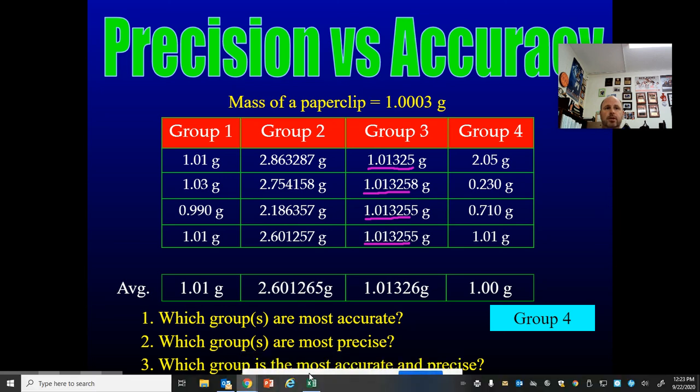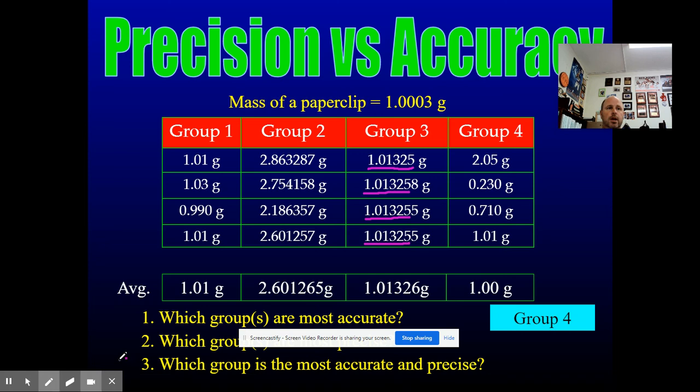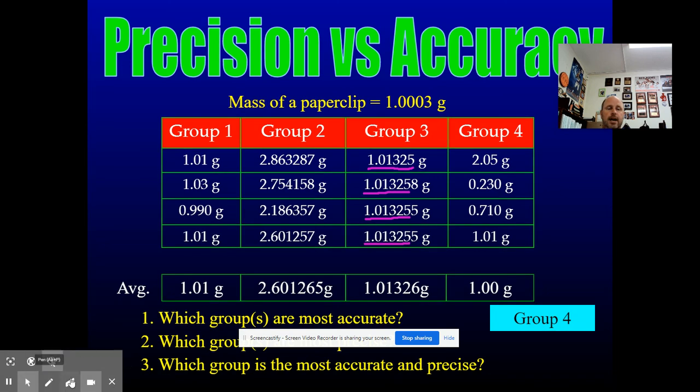So which group is most accurate and precise? So which was the best grouping of things? I would say group 3 would have the best data. All right, because they were very, very repeatable, and they were really actually pretty close to what it was supposed to be. If you calculate the percent error, it's pretty low. All right, so that's that with numbers. All right, numbers we deal with in chemistry all the time.